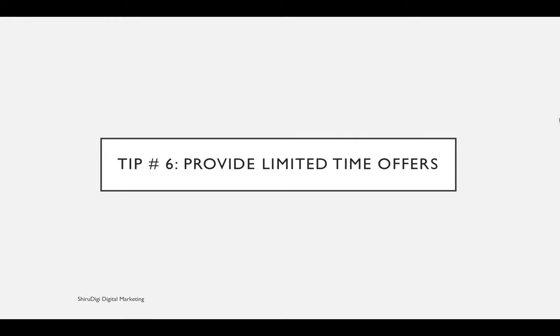Tip number 6 is provide limited time offers. So, for example, if you are offering maybe a product or a service, see if you can fit in maybe a discount that has a deadline on it, or if there's any limited time offering that you can give or prizes that you can give for the first 100 people who maybe download your ebook. The options there are endless.